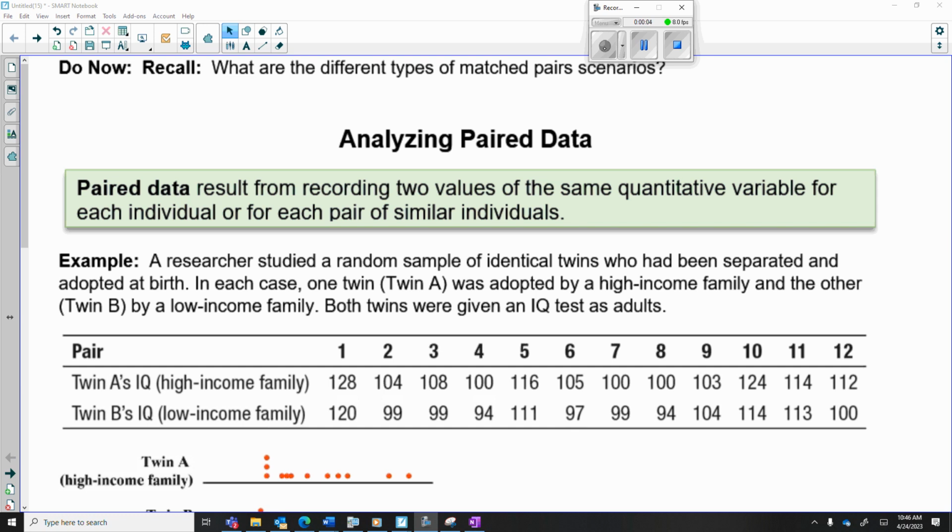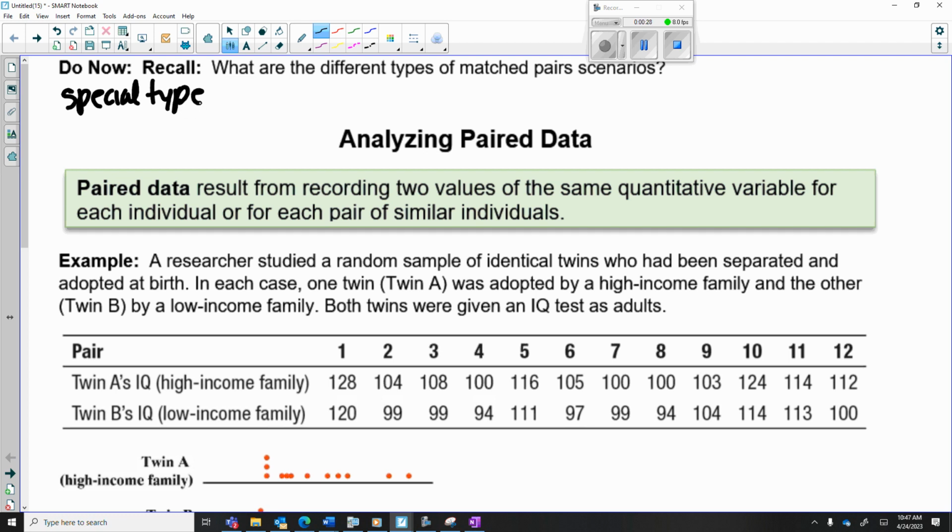This video is going to go over the concept of one sample match pairs scenario, one sample match pairs inference. So first thing we're going to review is what is match pairs. Remember back to the experimental design unit, there was a special type of blocking, and the special type of blocking was called match pairs.